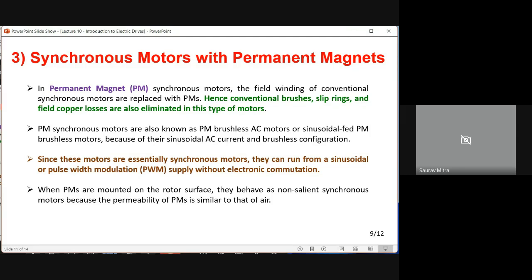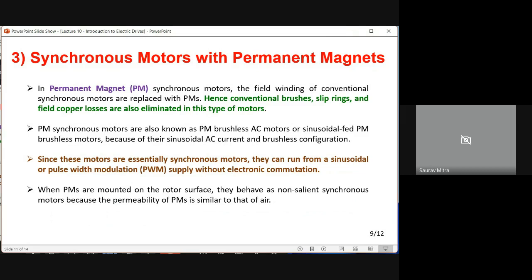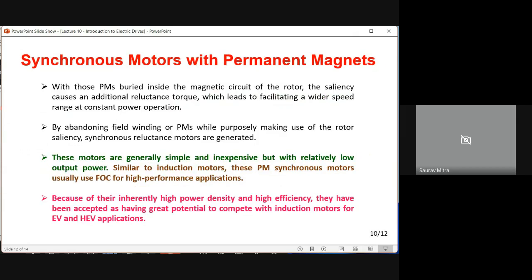When PMs are mounted on the rotor surface, they behave as a non-salient synchronous motor because the permeability of PMs is similar to that of air. Permeability is a concept that comes with magnetism. With the PMs buried inside the magnetic circuit of the rotor, the saliency causes an additional reluctance torque, which facilitates a wider speed range at constant power operation.